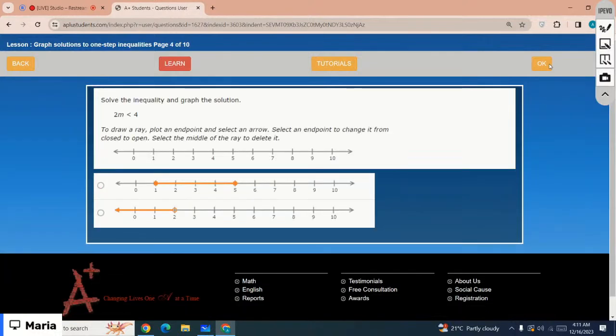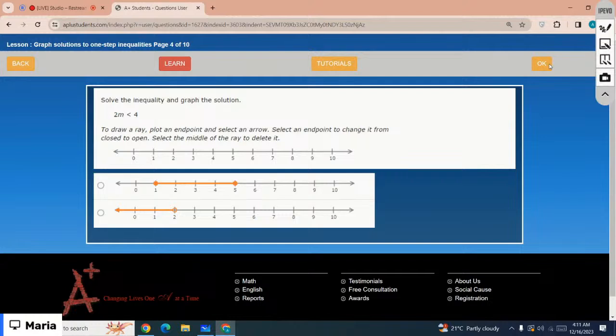Think and then answer, right? Do not guess the answers. Solve the inequality and graph the solution. So, which is the correct option? 2m is less than 4. First, solve the inequality. You need to divide both sides by 2, right? So, m is less than 2. The solution of the inequality is m is less than 2.